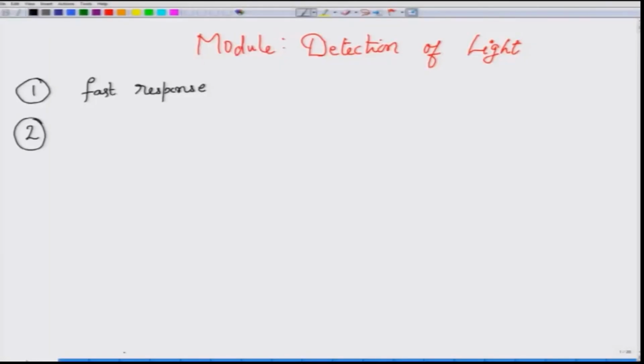The second characteristic that you are interested in is to say what would be the sensitivity of the photodiode. By sensitivity we mean, what is the minimum optical input power that is necessary in order to cause a certain current in the photodiode.